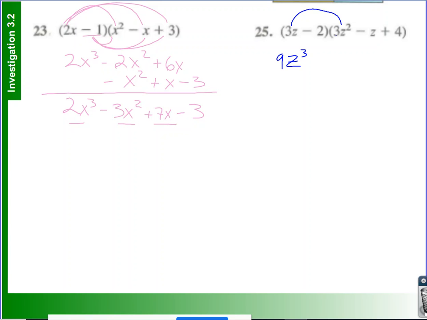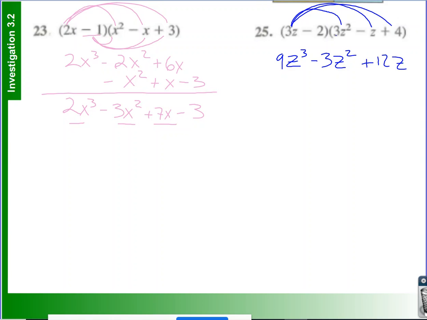So then you multiply 3z by negative z. And wouldn't that be negative 3z to the second power? Yes, it would be. And then 3z times 4, so plus 12z. You're doing really well. Thanks.